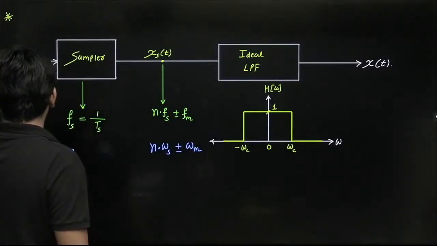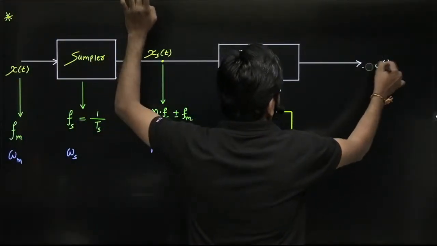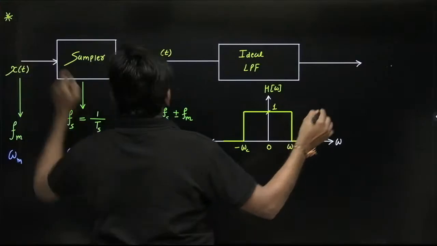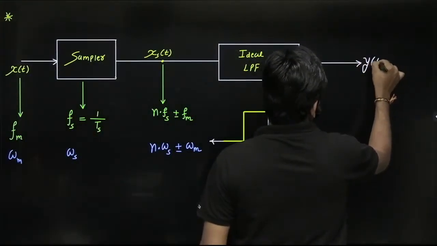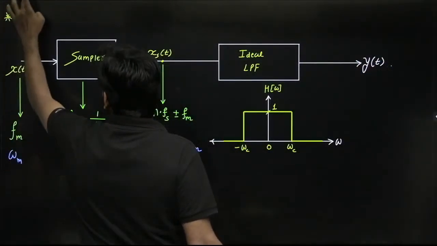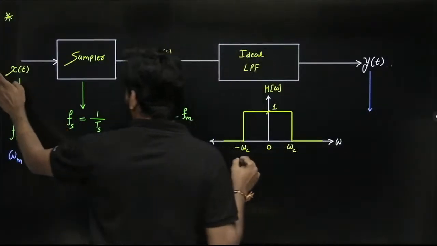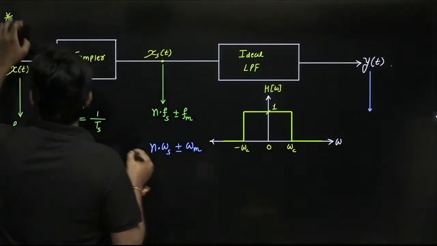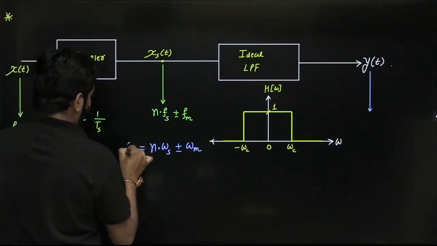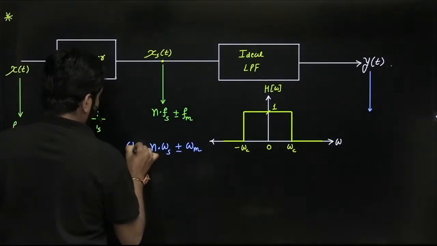So in the output, guys, let us mark the output y of t, that is the output of the low pass filter. Here you will get frequencies, see, this low pass filter will pass frequencies. Let us consider, let us mark this omega i, the input frequency to the low pass filter.